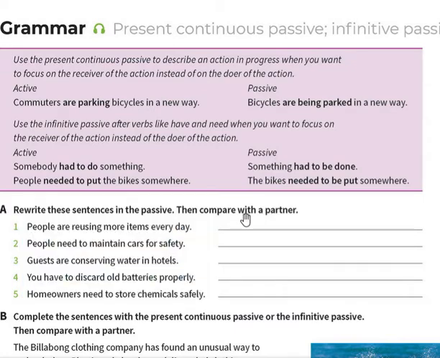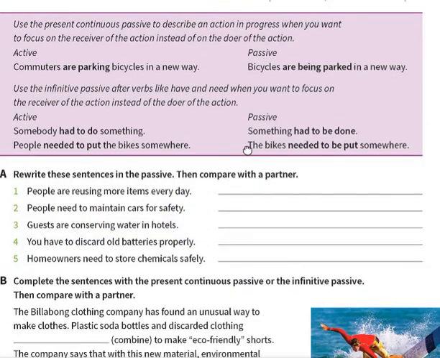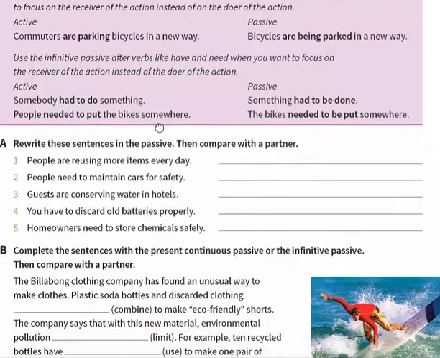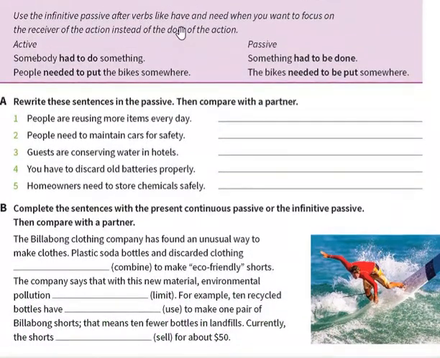Alright, so then we have the explanation of the passive. We have here present continuous passive and the infinitive passive. So remember that in the passive voice, the doer of the action becomes less important, so mentioning who did the action is not relevant. Now we're gonna rewrite the sentences in the passive form and compare with a partner. You can pause a bit at this moment. Now we're gonna check the answers.